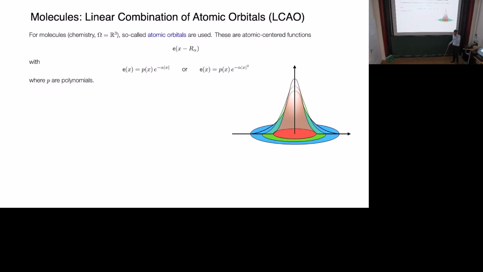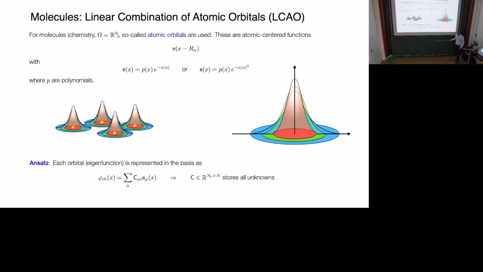So, about the basis functions. Assume we're in chemistry, so we are in the entire space, and assume I know some positions of nuclei. They use some kind of ansatz with nuclear-centric approximation functions: x shifted by the nuclear position, potentially times a polynomial, and here the exponential is either in x or in x squared. Then each of these discretized orbitals you write as a linear combination of these basis functions.